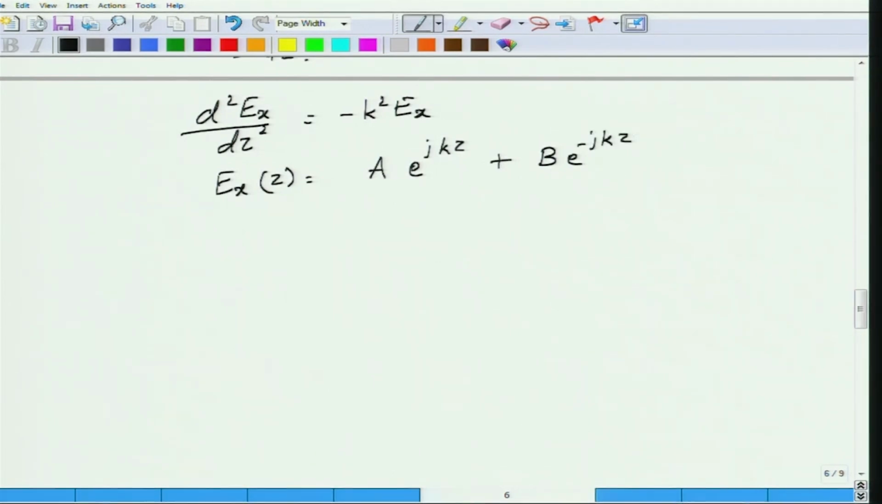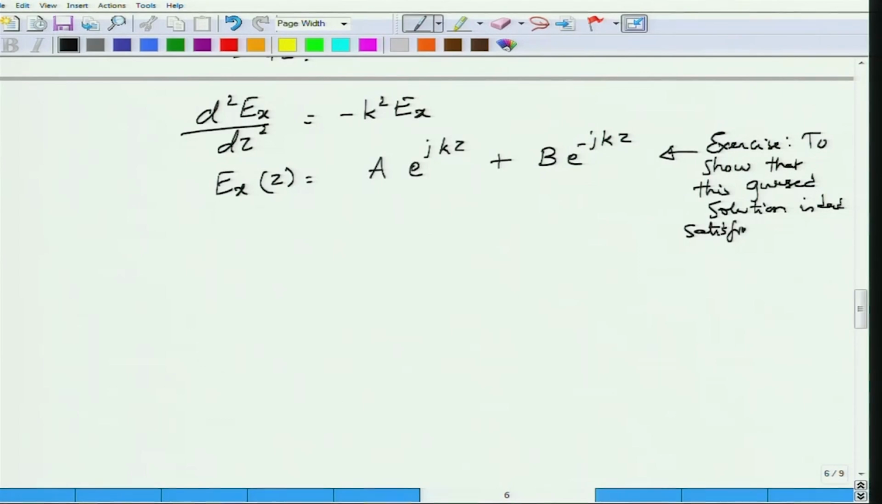Does it actually satisfy this equation? Can you just verify that this is actually the equation? I leave this as an exercise to you. Okay, this is a small exercise to you to show that this assumed solution, or this guessed solution, indeed satisfies the original equation, okay, which is this one. We'll call this equation 1, okay, equation 1.